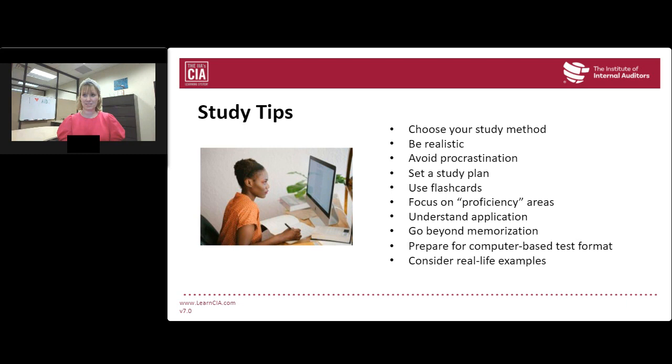And then set your study plan. You can actually go through your syllabus, divide up the content, and say, I am going to study these slides. I'm going to take this practice exam on this day. And stick to your study plan. Make sure that you're pacing yourself.